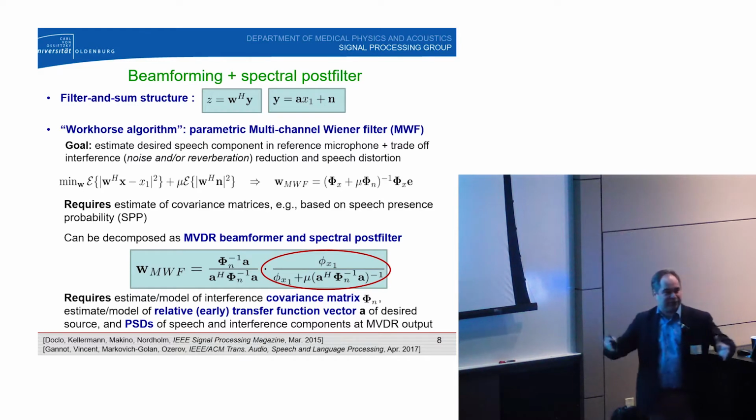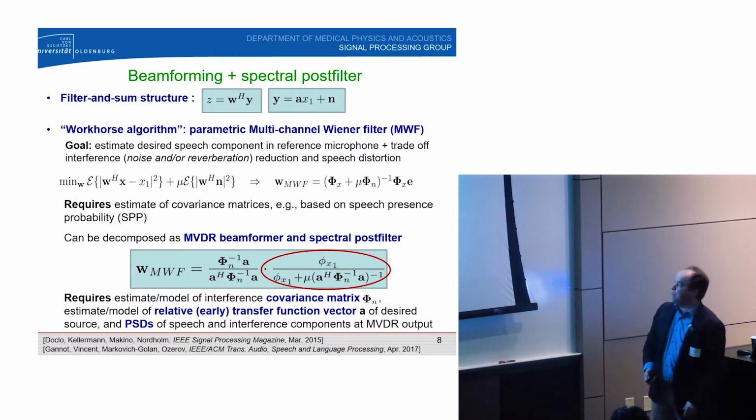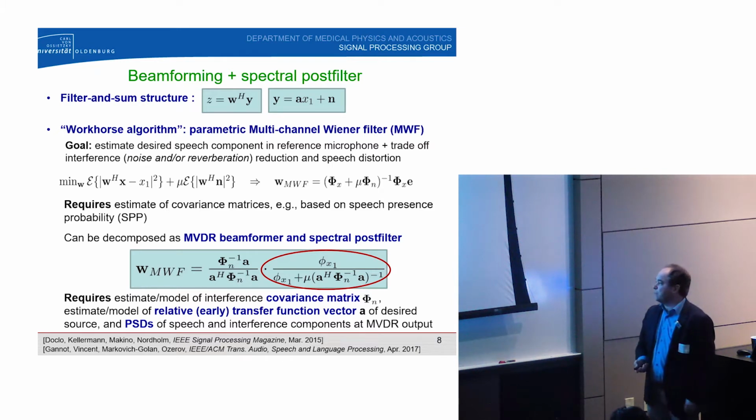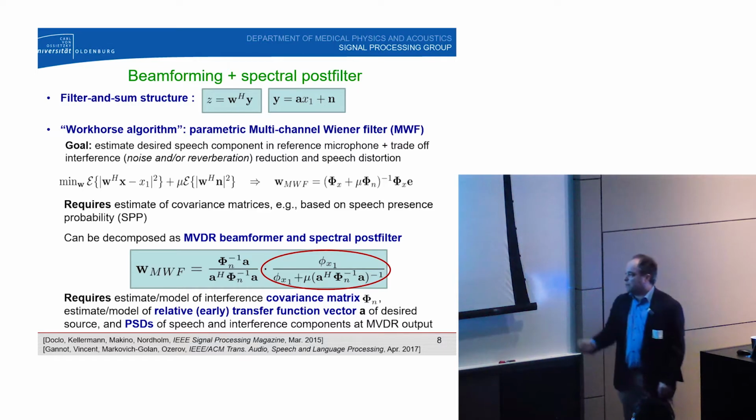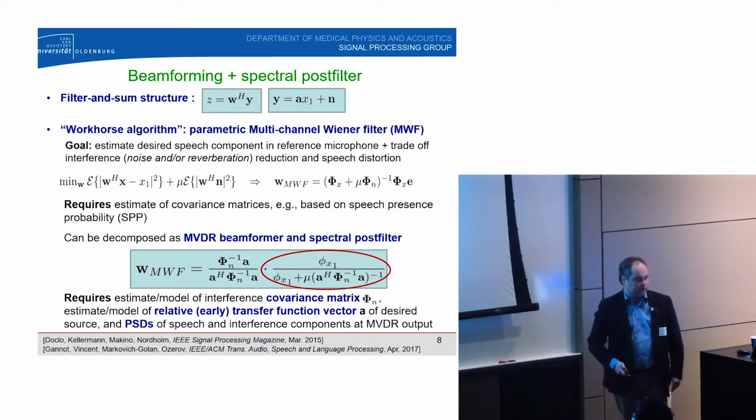And basically, it all comes down to estimating these quantities. So what do we need to estimate in order to implement this kind of beamformer and spectral post filter? We need to estimate this covariance matrix phi n. We need to estimate this relative early transfer function A, and then the PSDs at the output of the MVDR beamformer. For people who are not aware, there are some nice overview papers, well, by myself, which is quite high level, but also by Sharon Gannot and other people in Transactions in 2017.